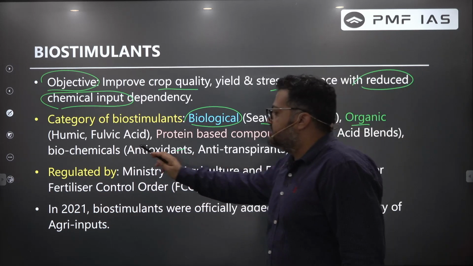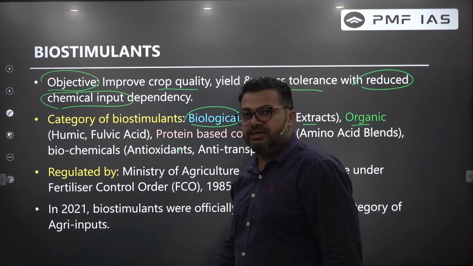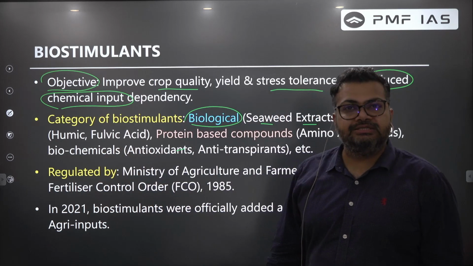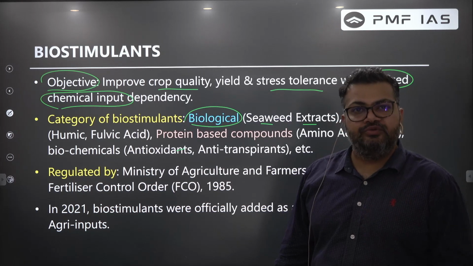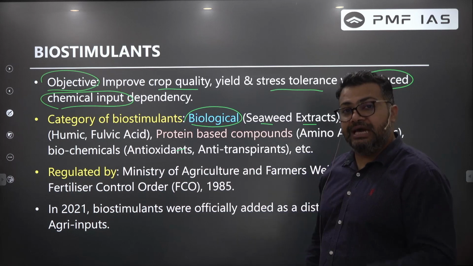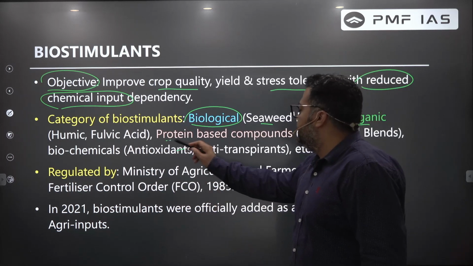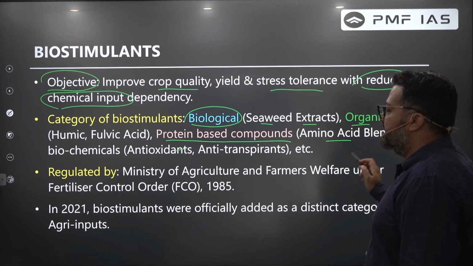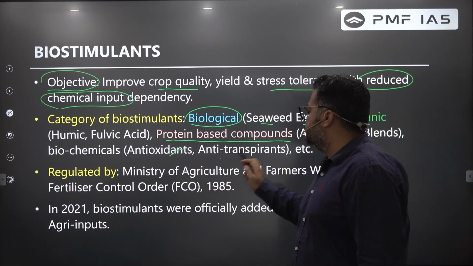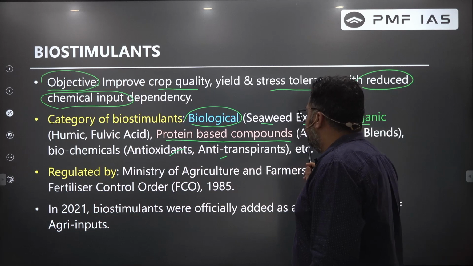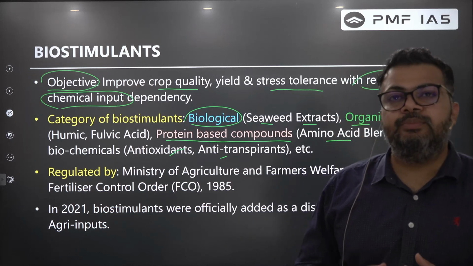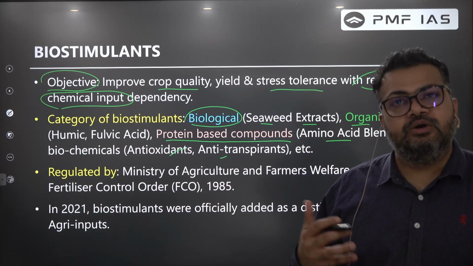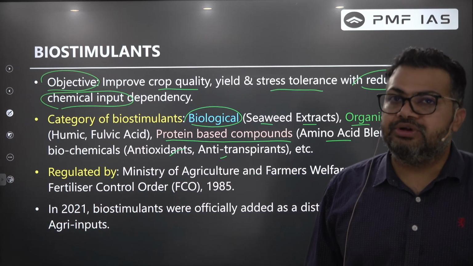Organic things like fulvic acid, humic acid. These are popular ways of acting as biopesticides, right? Fulvic acid can reduce the growth of other organisms. Protein-based compounds like amino acid blends, biochemicals, antioxidants, anti-transpirants, all these are examples of biostimulants that can help in better functioning of plants, plant growth and make them more resilient.